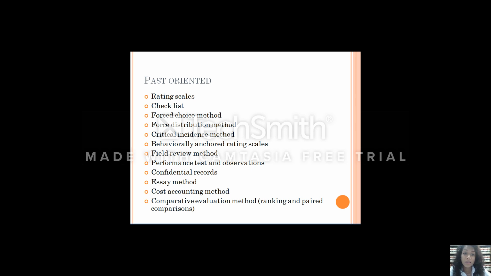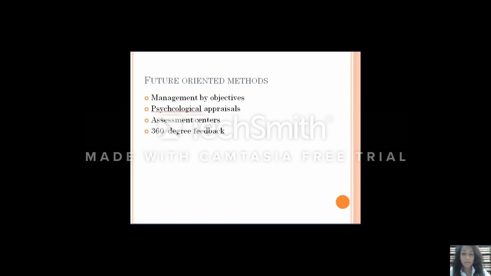The last method in the past-oriented methods is the comparative evaluation method. According to this method, there is a collection of different methods that compare performance with that of other co-workers. The usual techniques used may be ranking methods and the paired comparison method. Now let's move on to future-oriented methods.